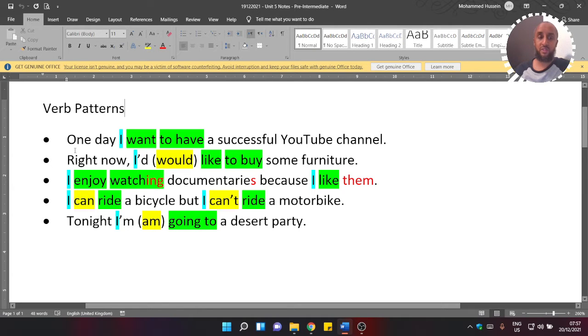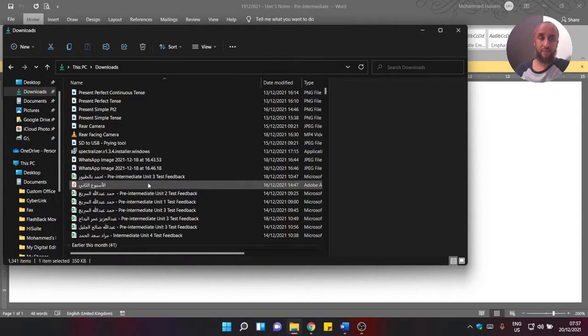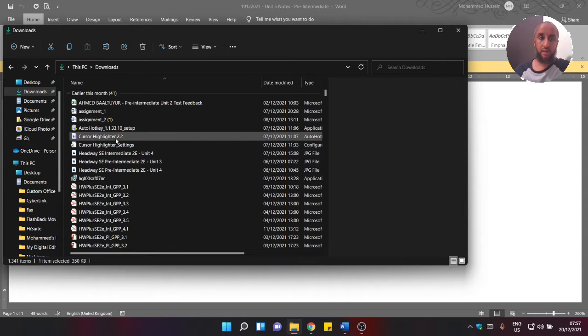If you remember this sentence, I wrote, one day I want to have a successful YouTube channel. Here, I highlighted green. And what does green mean? Green is the main verbs. And yellow means the helping verbs, or the auxiliary verbs, as some people like to call them. What I'm going to do is get my highlighter ready. Sorry, bear with me. Here we are.